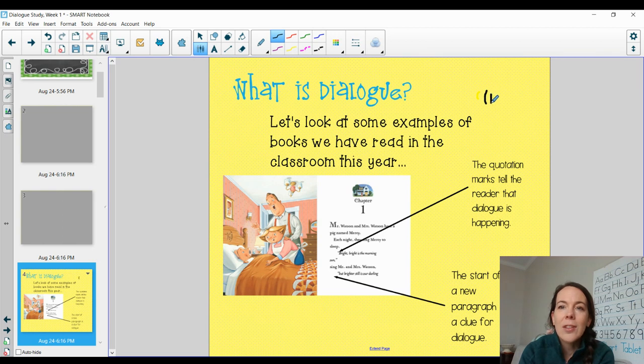And so they start the dialogue at the beginning like that, and then they end it like this at the end of the dialogue. That tells us that dialogue is occurring. And the second clue that we get to know that dialogue is occurring is the start of a new paragraph. So we have an indentation here. We have the quotation marks here, and the words say, "Bright, bright is the morning sun," saying Mr. and Mrs. Watson.